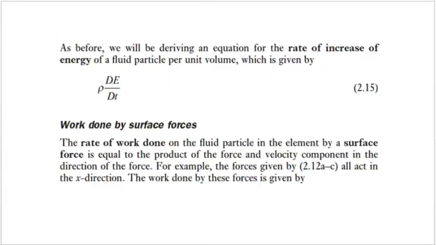First we have to find the LHS part, that is the rate of increase of energy of a fluid particle per unit volume. Like what we derived in momentum, the same rho dE by dt. There we mentioned u, v, w as the velocities in 3 directions. Here we will be mentioning the overall energy as E. Next we have to find the RHS part, that is net heat added and net work done.